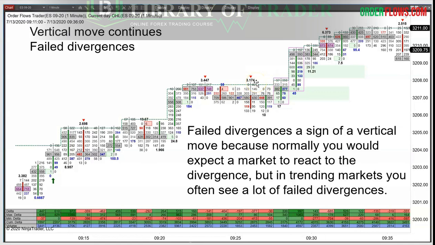So that's a sign of a vertical move. You know, when you have all these signals telling you to sell, sell, sell, but the market keeps going higher, you got to buy it, all right? It's just sort of like what's going on right now with the stock market, right?